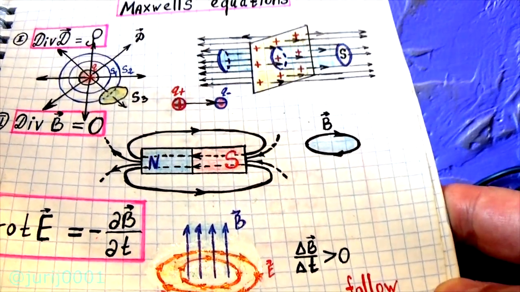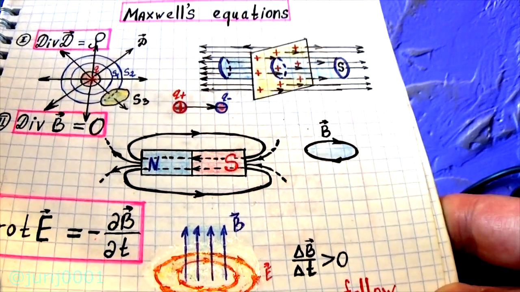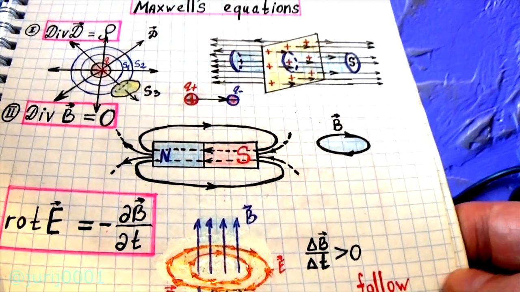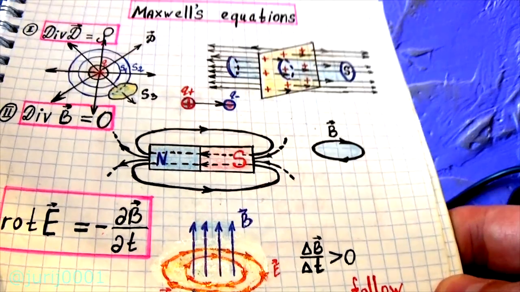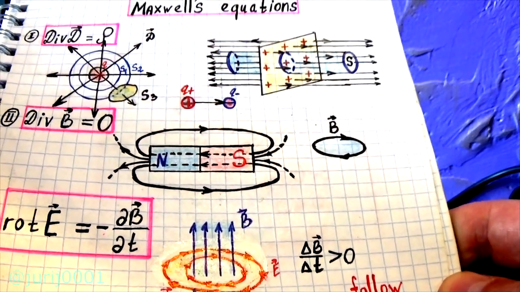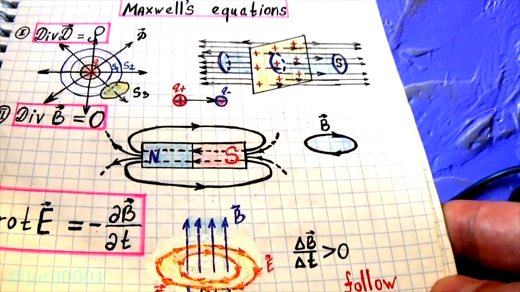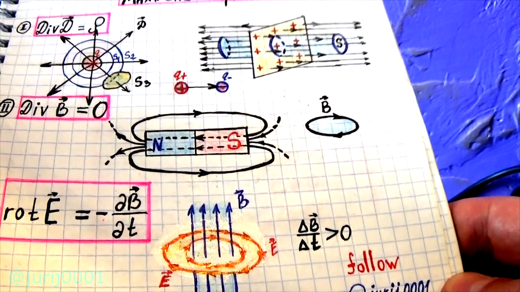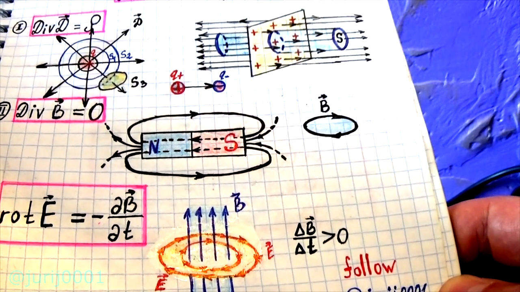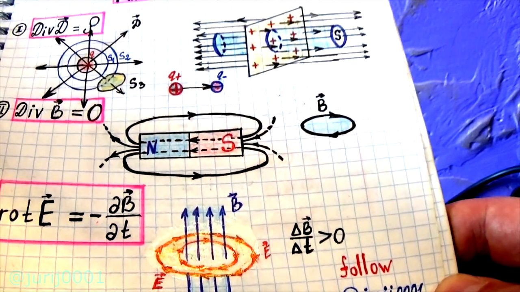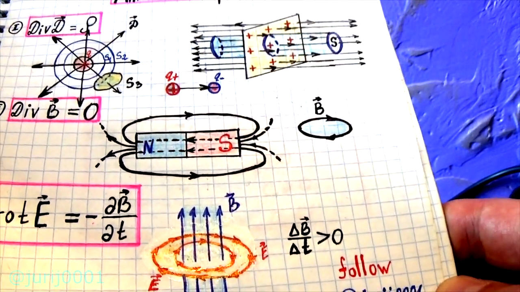Maxwell's third equation is Faraday's law, or the law of electromagnetic induction. The minus sign in this equation is Lenz's rule. A variable magnetic field creates a vortex electric field. Note that in Maxwell's third equation, the electric field has already become a vortex. In the first Maxwell equation, the electric field is not a vortex, and in the third Maxwell equation, the electric field becomes a vortex. This is a very important fact.